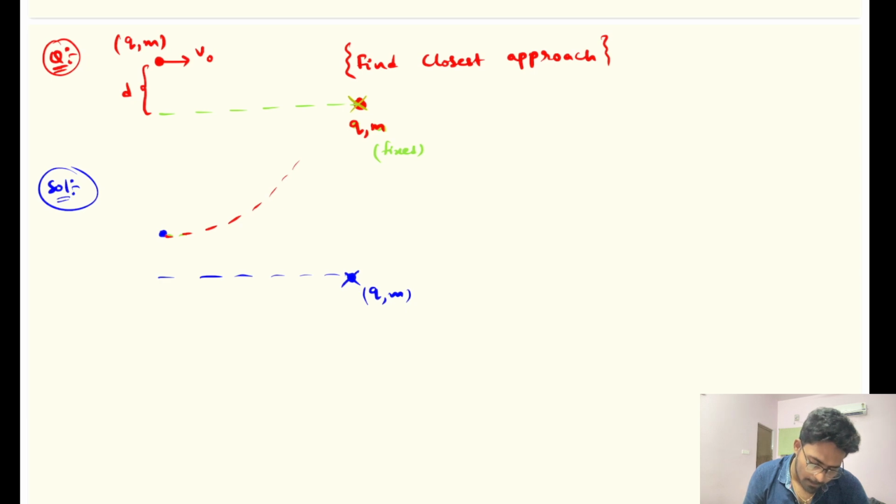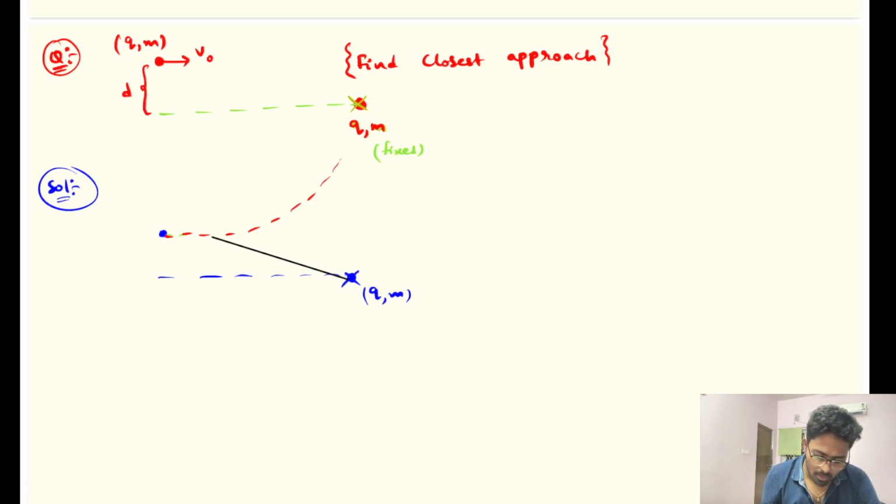It will be repelled. And sir, the approach should be closest when there is no relative velocity of approach, right? When there is no relative velocity of approach. So I'm just showing you two different points.